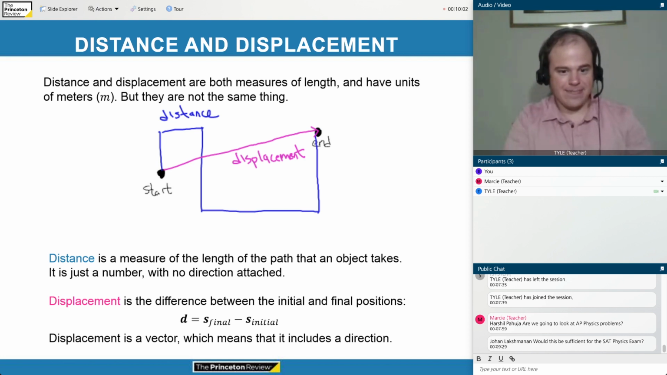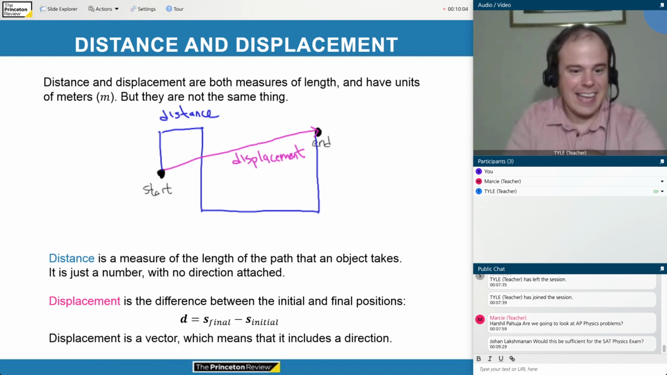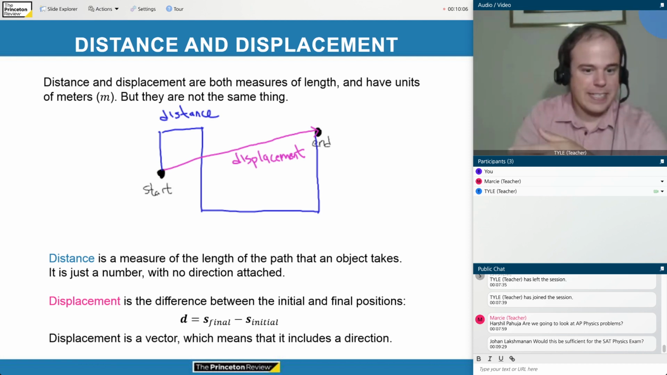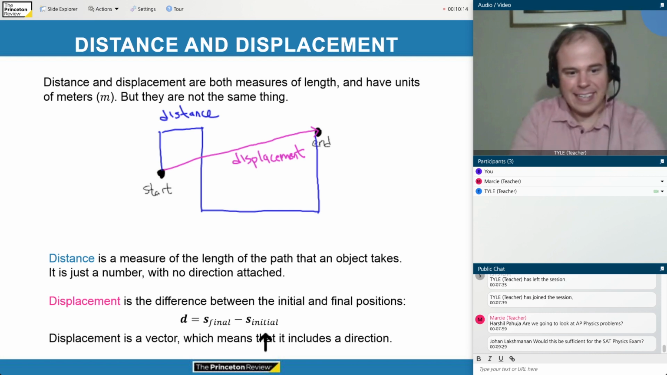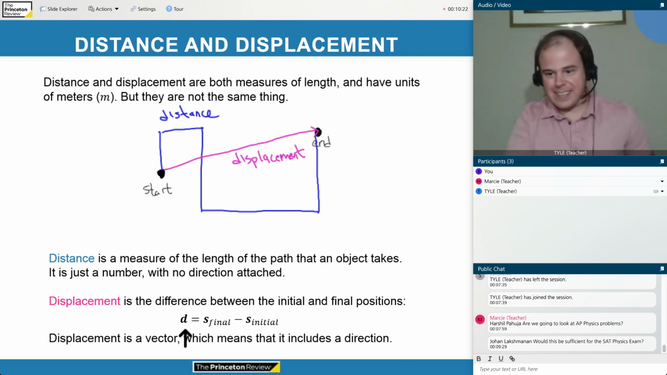end point. So we can also have an equation for the displacement, which is displacement equals the final position minus the initial position. Okay, this equation that we have right down here. Notice that I've bolded the displacement to show that it's a vector.